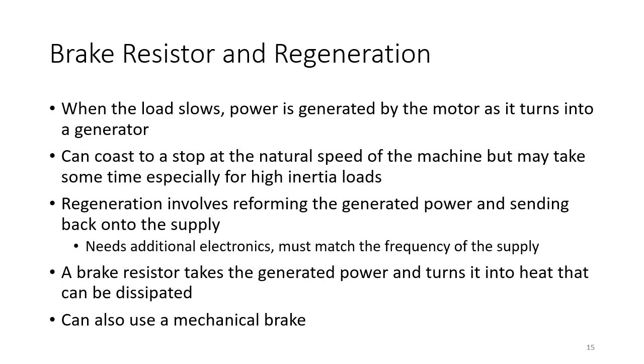So an alternative option is to use a brake resistor, and we take the generated power from the motor and the load, and we turn it into heat, which we can then dissipate. That heat has to go somewhere, it just goes into the atmosphere, but it's a cheaper way of improving the performance of the machine when it slows down, by eliminating all of the extra energy and making sure it slows down.